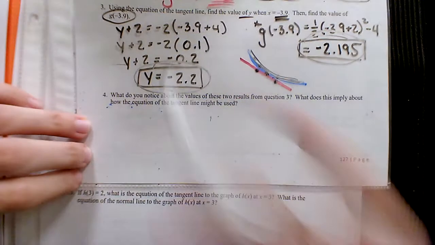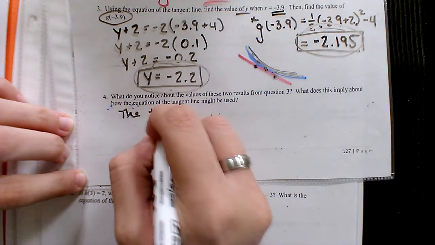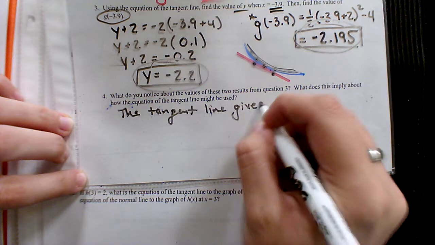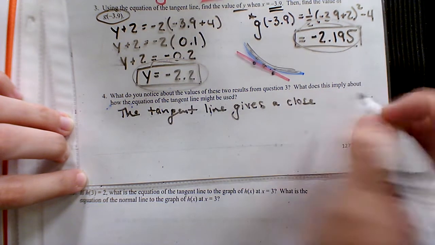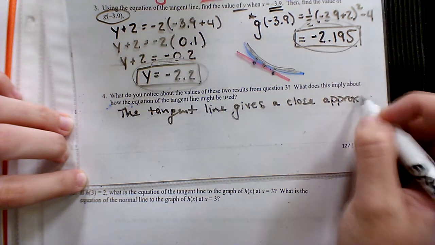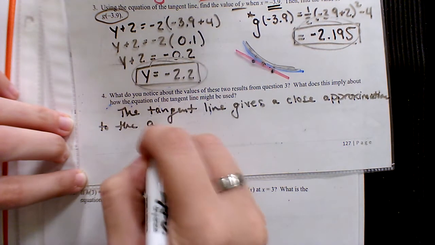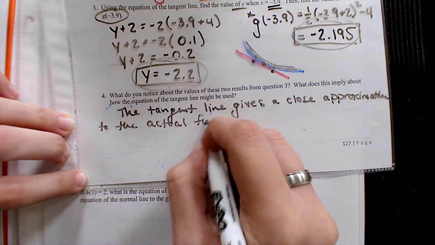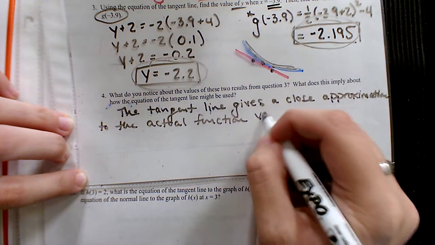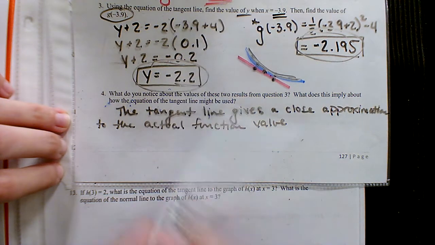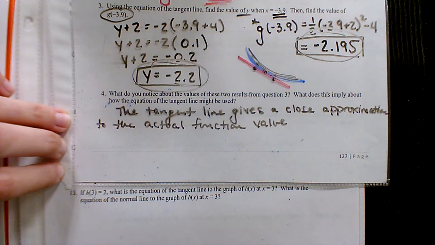So we'll go ahead and write that down. We'll say the tangent line gives a close approximation to the actual function value. Right? We said the negative 2.2 from the tangent line was really close to the actual function answer or value of negative 2.198. Okay? We're going to add a stipulation in here.